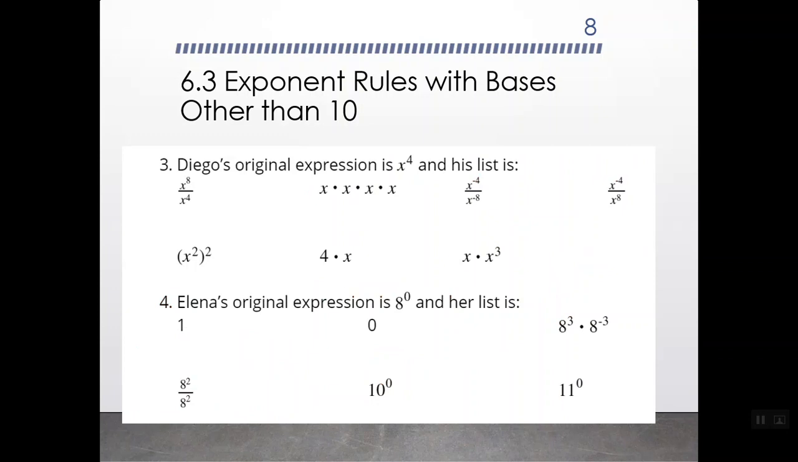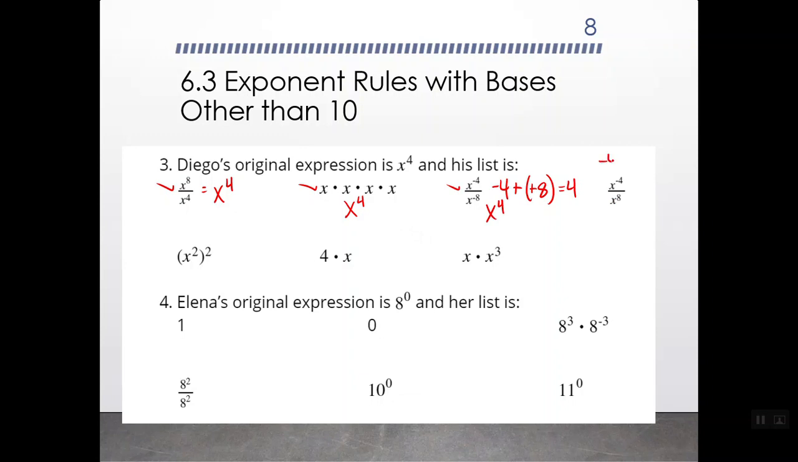For Diego, he has x to the 4th as his original expression. So 8 minus 4 is 4. This does give x to the 4th, so that one works. Here we have 4 x's being multiplied together, so that one works. The third one, we are subtracting. Negative 4 minus negative 8. Negative 4 plus 8 is 4, so this one would give x to the 4th. That works.